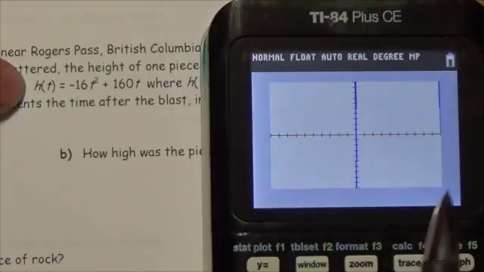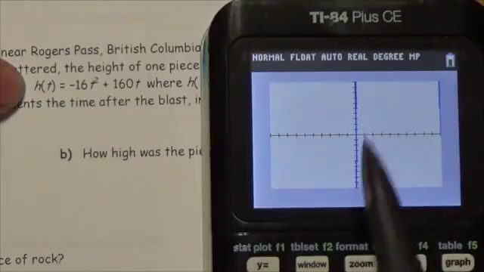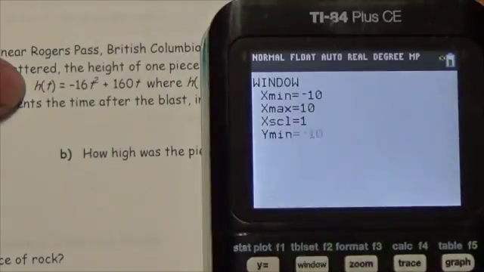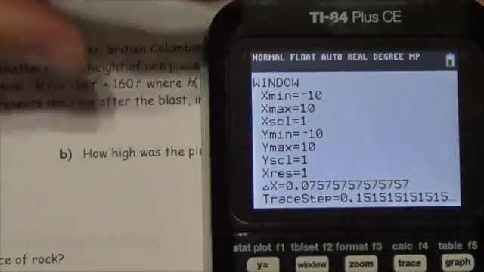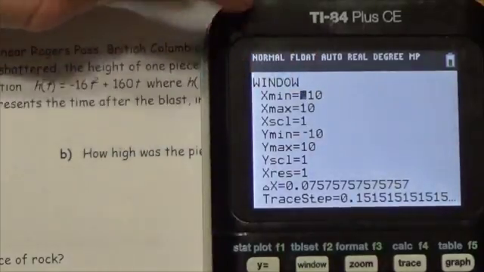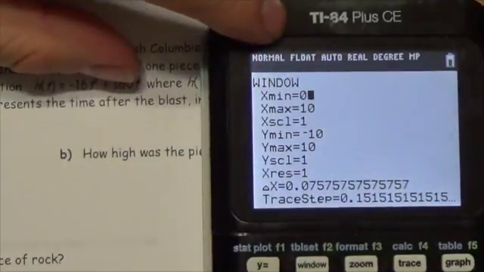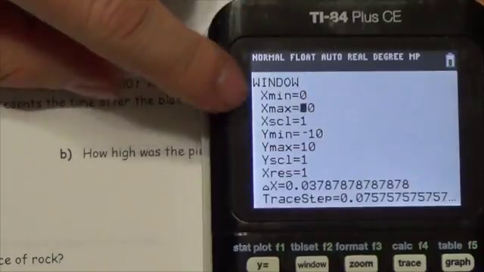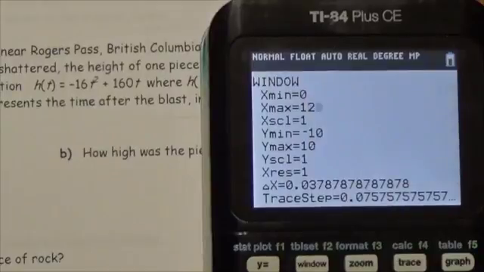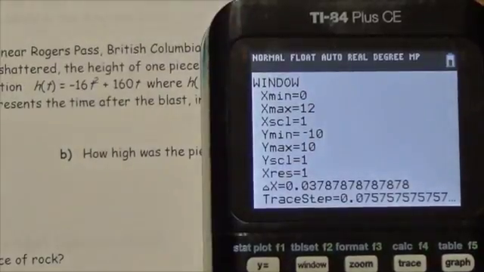Okay, look what I got here. I got this blue line here, and then a little bit of that blue line right there. So let's go to our window. It doesn't make sense to talk about time before 0 here, and I know my x-coordinate is going to be time, so let's make that 0. And I saw the blue line right at the very end there, so I'm just going to give myself maybe up to 12. It looks like it might be hitting the x-axis at 10, I don't know.